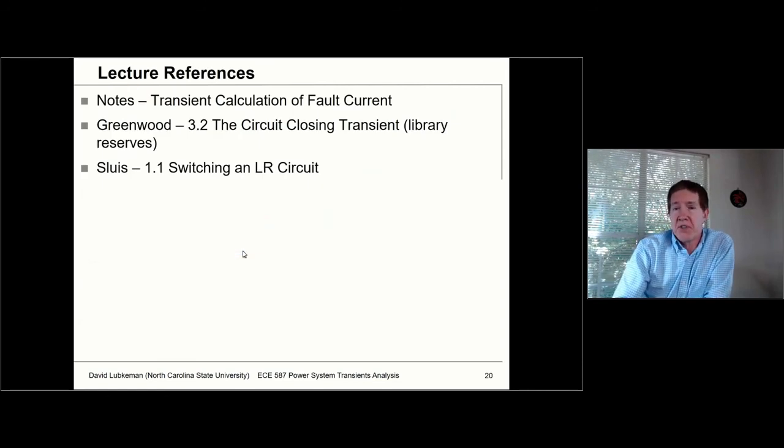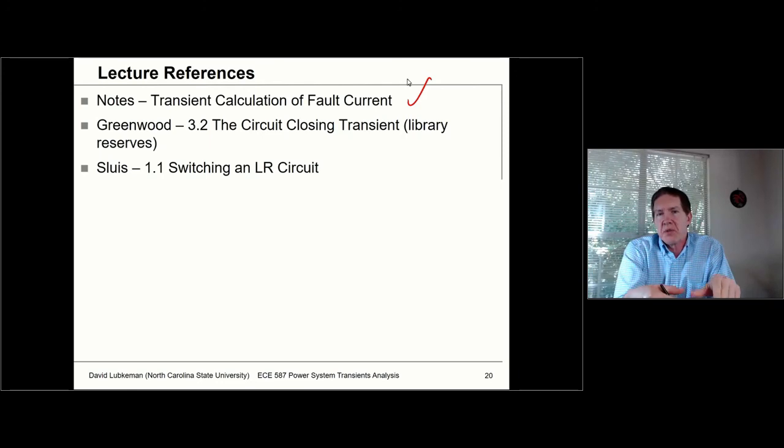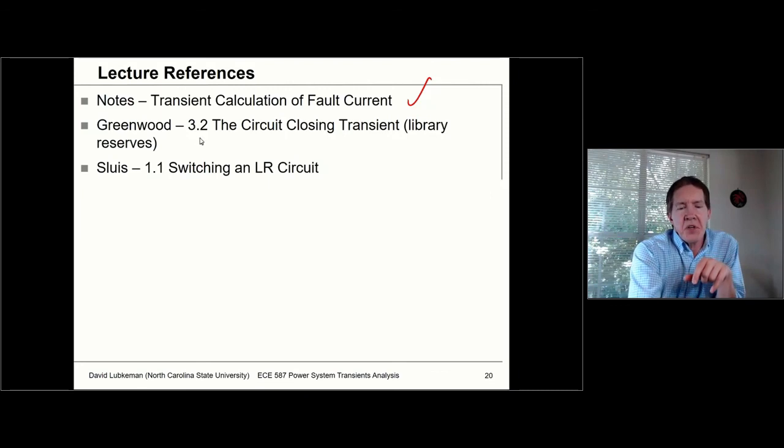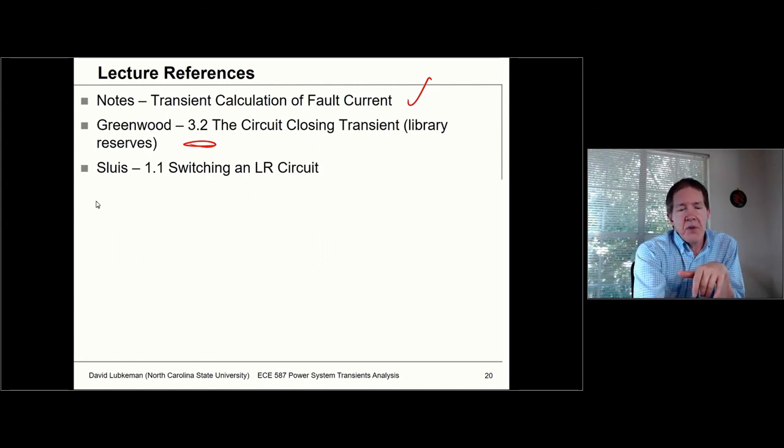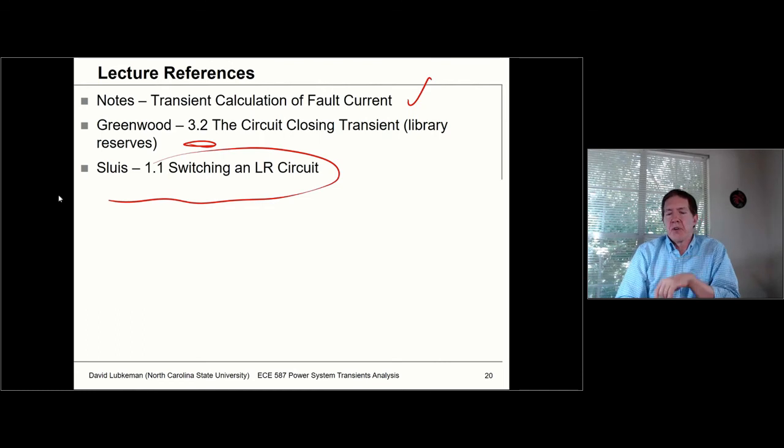Finally, as far as some references, I do have some written notes. What I was trying to do in these notes when I put them together a while ago is basically redo some of the explanations in the Greenwood text. So these are targeted explanations of some of these different use cases. If you want to go back to the original Greenwood book, this is in section 3.2. And there's another reference I have too on switching an RL circuit, which is also available as an ebook in the library.